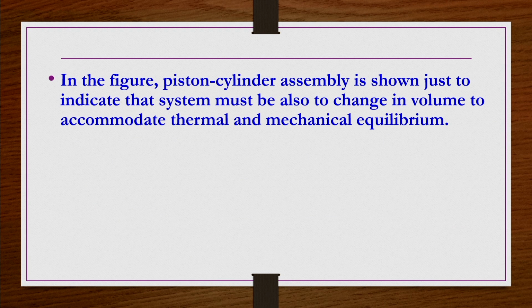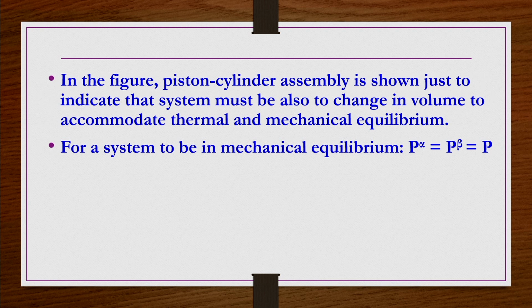Now, in the figure, a piston cylinder assembly is shown just to indicate that the system must also be allowed to change in volume to accommodate thermal and mechanical equilibrium, if at all there is a change. So it has to accommodate thermal and mechanical equilibrium. Because of that reason, the piston cylinder assembly is shown just for understanding.